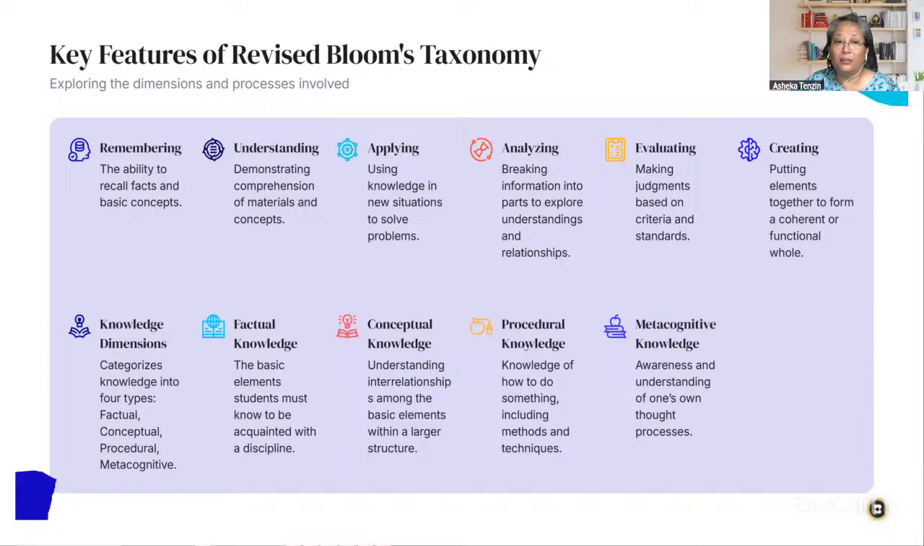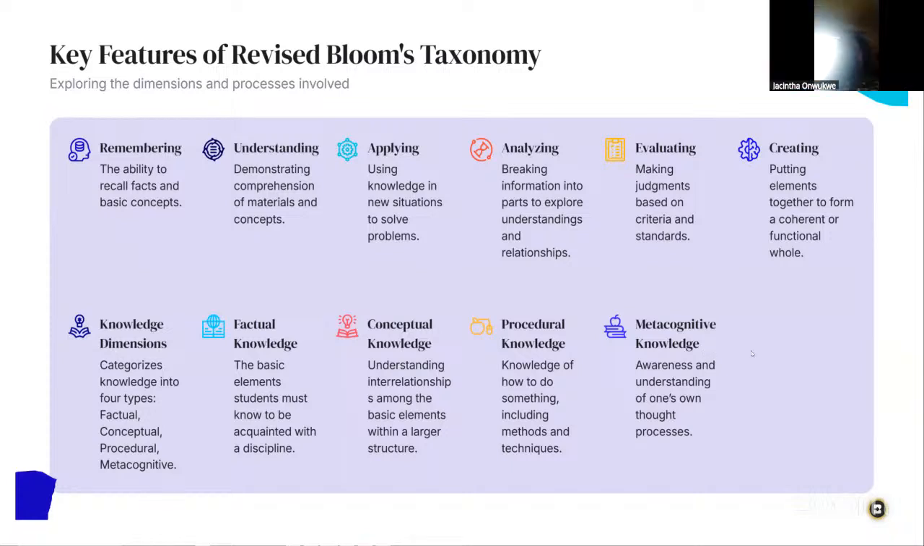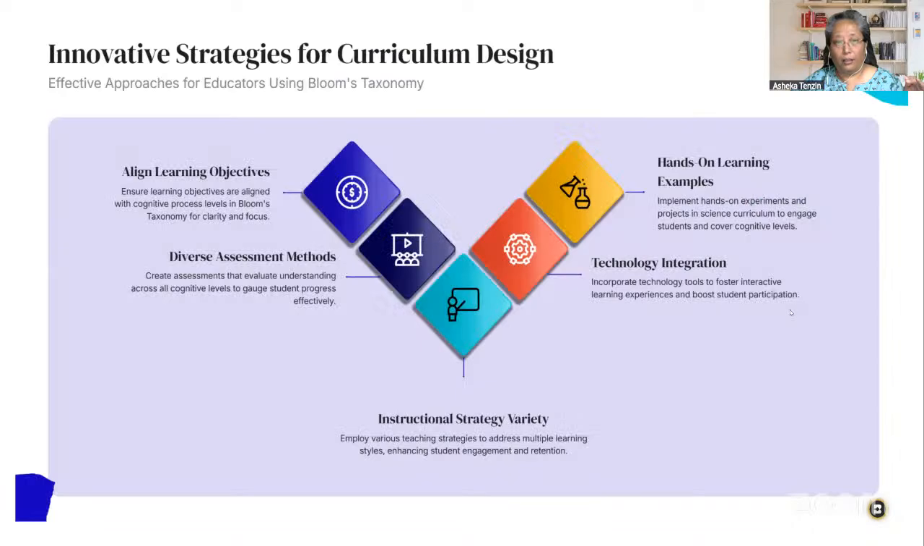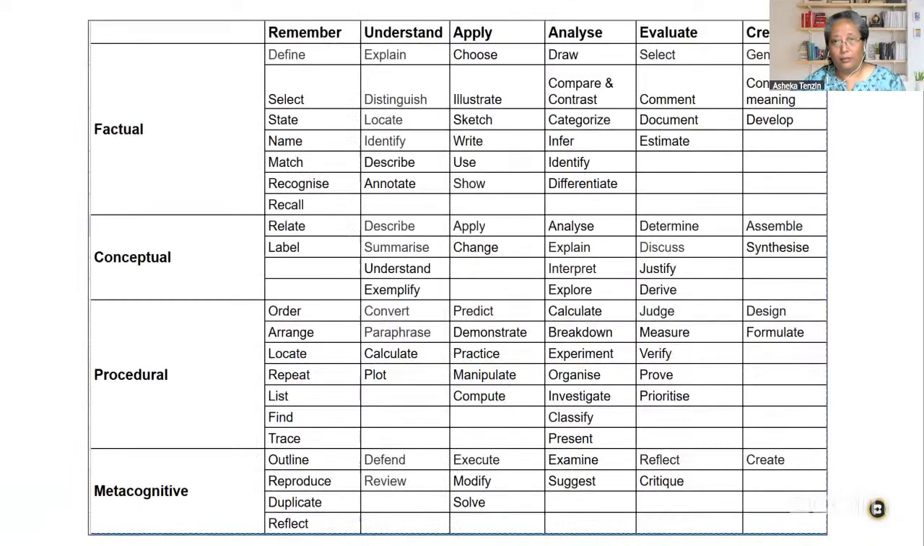And the last type of knowledge dimension is metacognitive knowledge. Here, the student is aware of and understands his or her own thought processes. So this is a little higher type of knowledge dimension. So now, if I have to put these in a particular order, okay, this is the order. Okay, if I have to use all the command terms, okay, can you see these are all the command terms?